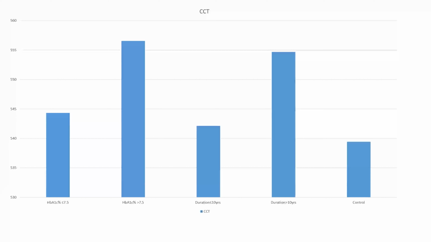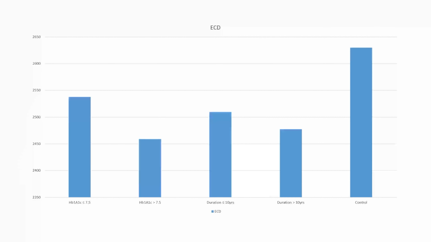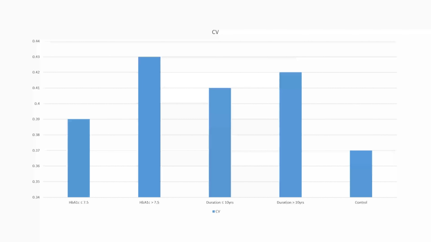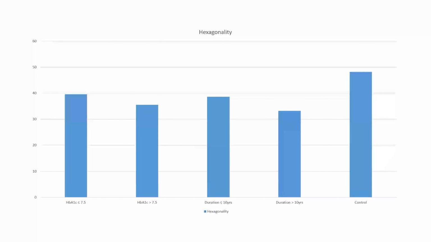This is a bar graph showing the central corneal thickness increased in HbA1c more than 7.5% and duration more than 10 years. Endothelial cell density reduced in HbA1c more than 7.5 and duration more than 10 years. CV showing a rise in HbA1c more than 7.5 and duration more than 10 years. And hexagonality is reduced in diabetes compared to controls.